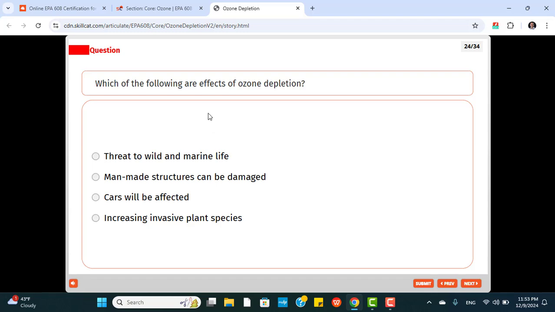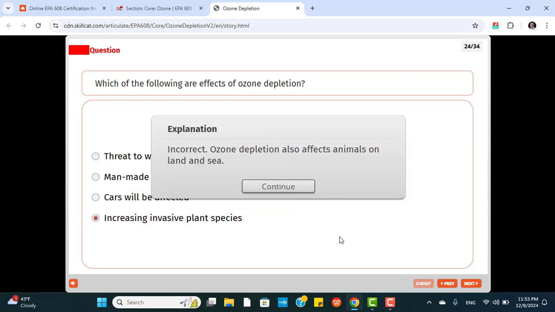Which of the following are effects of ozone depletion? Threat to wild and marine life. Man-made structure can be damaged. Cars will be affected. Increasing invasive plant species. Man-made structure can be damaged. Increasing invasion of plants. Incorrect. Ozone depletion also affects animals on land and sea.